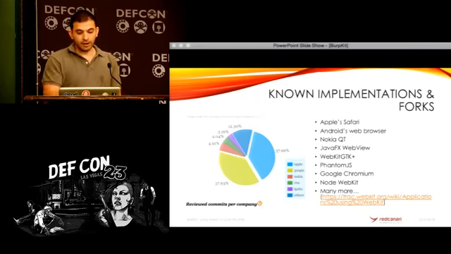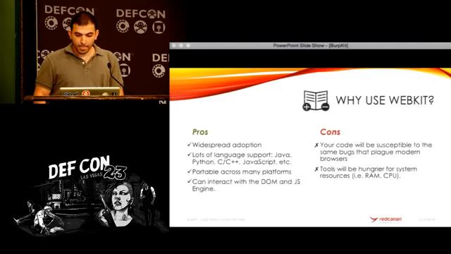And what's interesting here on the graph on the left, you can see that the two major companies that are driving the project are still Apple and Google, even though Google has completely forked away from WebKit. They now have their Google Chrome, but they're still major contributors to the project. So there's a lot of players. And so the question is, why use WebKit? Why did I use WebKit?